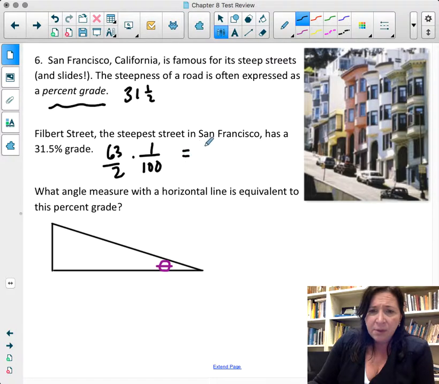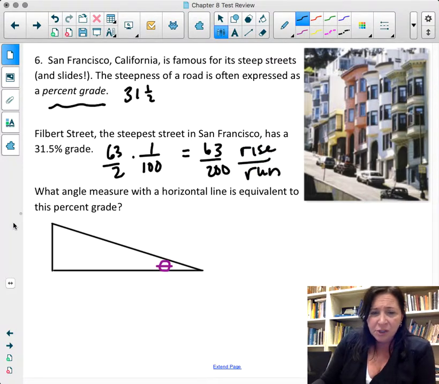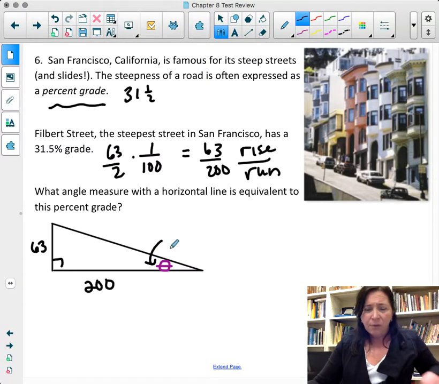So that's going to be what? 63 over 200. This is my rise. This is my run. So my rise is here at 63 and my run is here at 200. And my job is to find that angle right there.